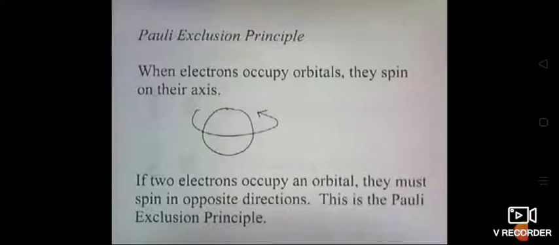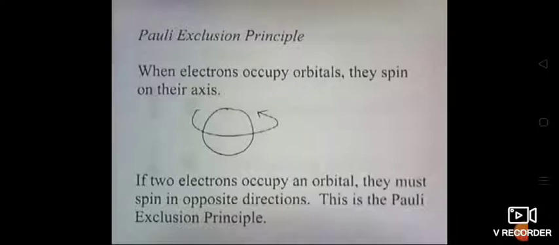So if n is 2, what will be l? l is 1. What will be m? m is minus 1, 0, plus 1. What is spin? Plus half and minus half. Always for s it is plus half and minus half only. Plus is clockwise, minus is anti-clockwise.